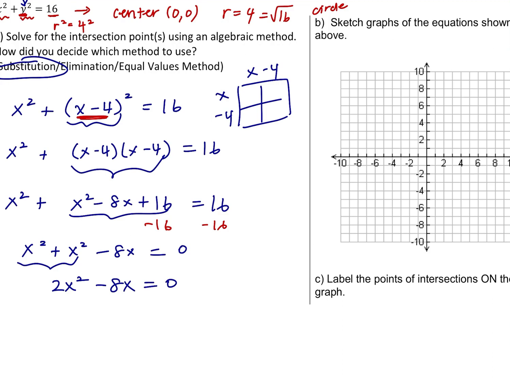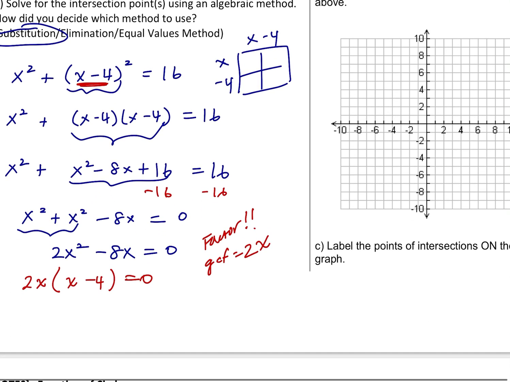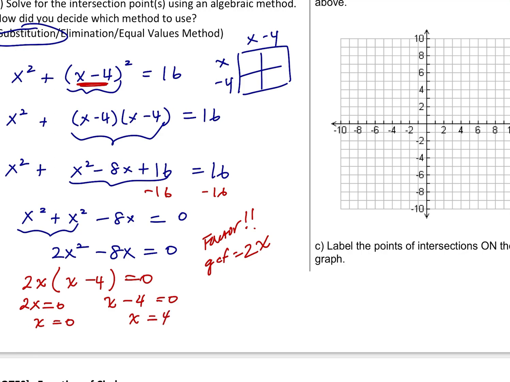And then how are we going to solve this? Factoring. We can definitely factor this. Factor out a GCF of, let's see, 2 and 8 can both be divided by 2. x squared and x, they both have x. GCF is 2x. So 2x times x minus 4 equals 0. So then by the zero product property, you have 2x equals 0 and x minus 4 equals 0, which means x equals 0, x equals 4.